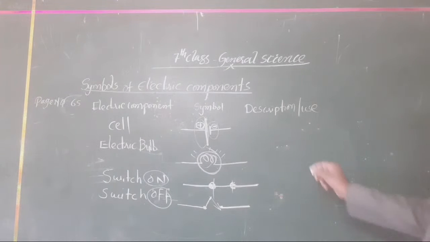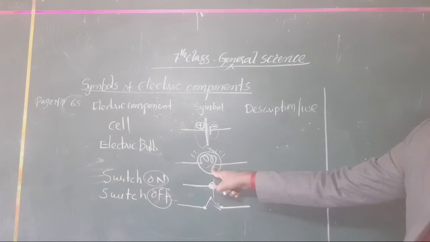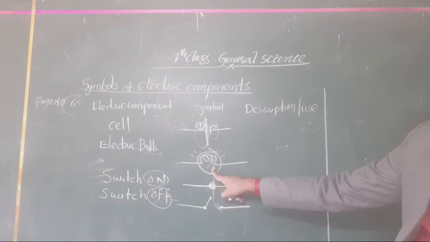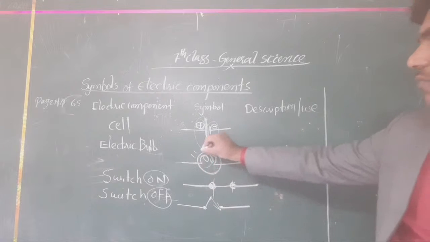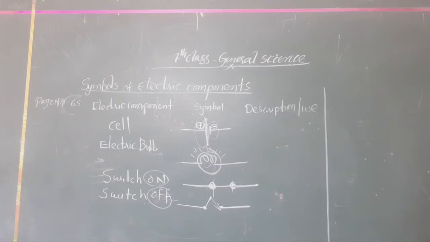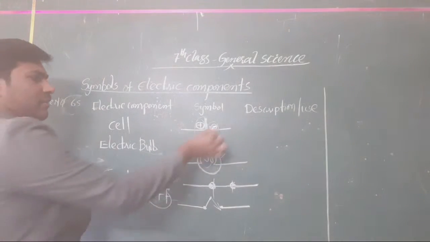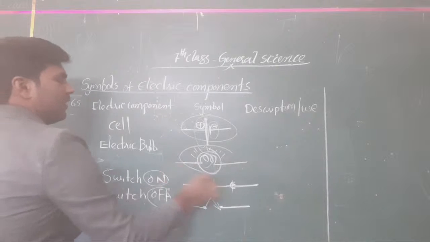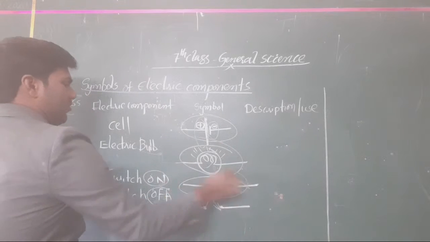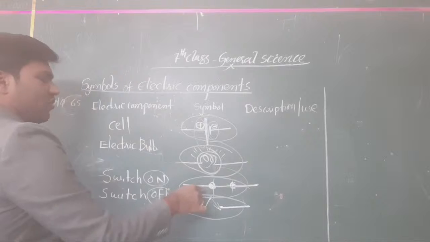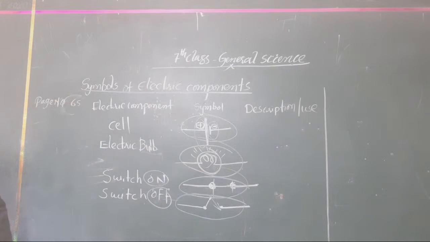Then next come to here. Yes, what will be there? Electric bulb on. Already I have given this symbol. Electric bulb on means what? Above the bulb there are some lines. It is called electric bulb on. Yes, next one more here. I hope you understood. These are the fundamental symbols. This is the cell, this is the electric bulb, this is the switch, this is the switch off, switch on. Like that we have taken here.